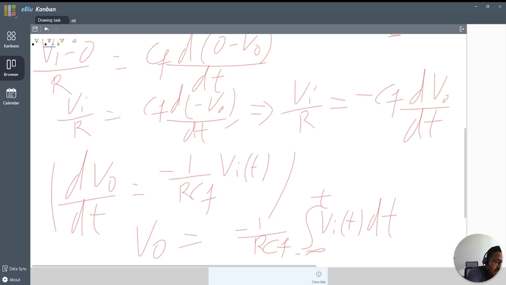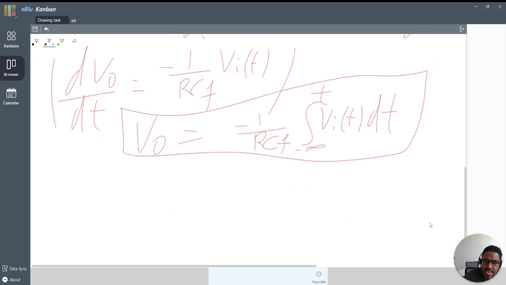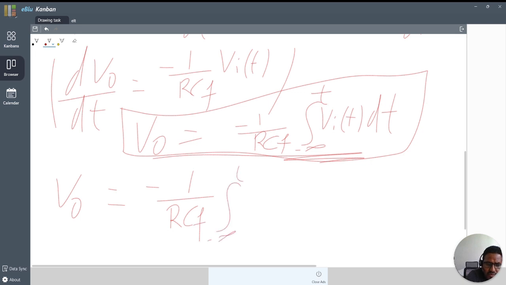So this is our V out for the integrator. We can get V out during integration, and it looks like this. To be clear, V out becomes minus 1 over R Cf times the integration from minus infinity to t of Vi of t d of t.